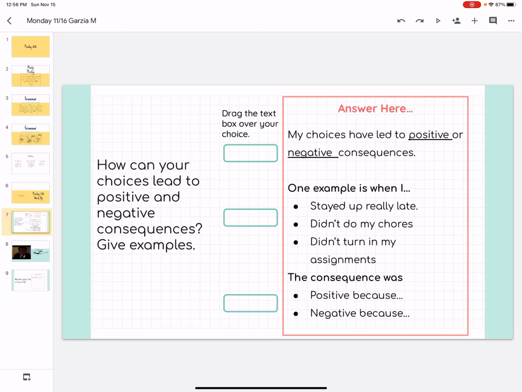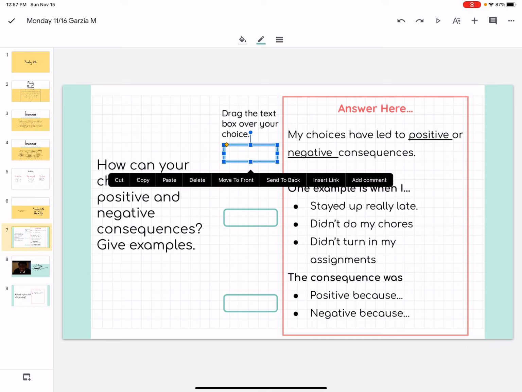Okay, everybody, now that you have completed your warm-up, you're coming back to this slide, and we are going to respond to this question. How can your choices lead to positive and negative consequences? Give examples. So the way we set this up is to give you some multiple choice here. So what you're going to do is drag these little boxes over your response.